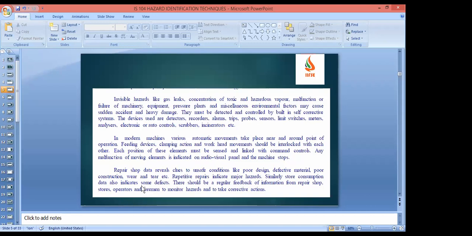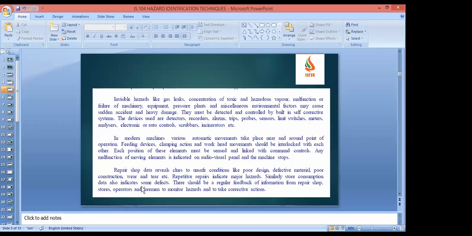Repair shop data reveals a clue to unsafe conditions like poor design, defective materials, and also poor construction. Repair shop, in the sense, the equipment or any particular machine keeps on getting repaired. In the sense, the design of the equipment or the material used for making that equipment is not proper, not a good material, and there is wear and tear. A repetitive repair indicates a major hazard, and similarly store consumption data also indicates some defects.